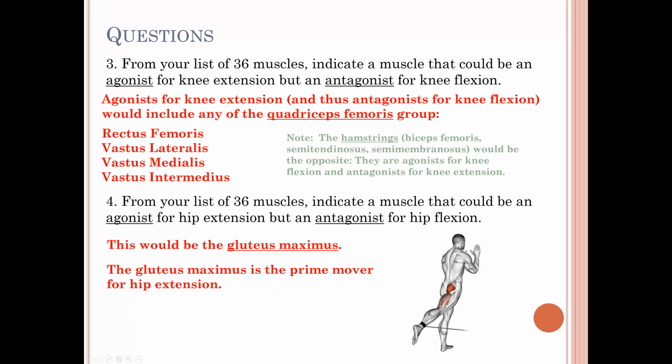The hamstrings do help out, but they're more of a synergistic role. And again, just for your information, if you're curious about the prime mover for hip flexion, that would be the iliacus and the psoas major, which were not on your list, but that's just for your information. And that is the end of the Chapter 11 activity.